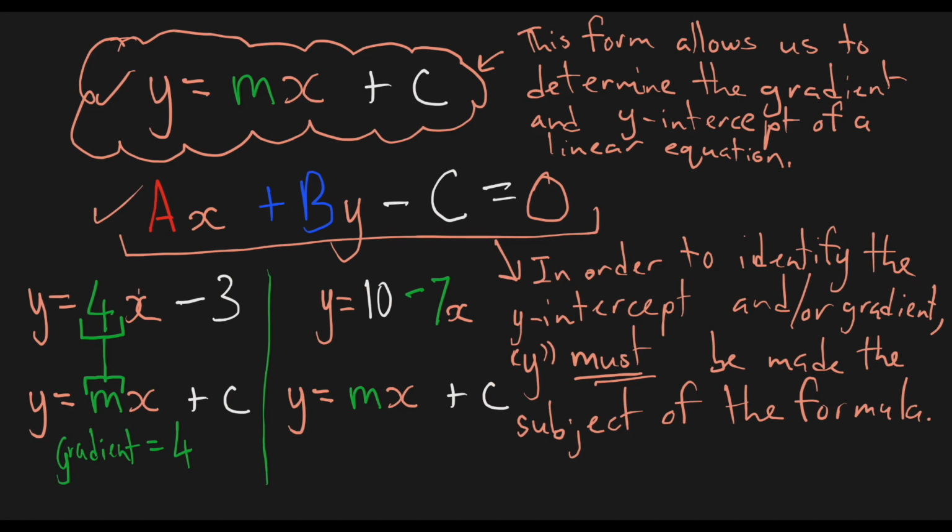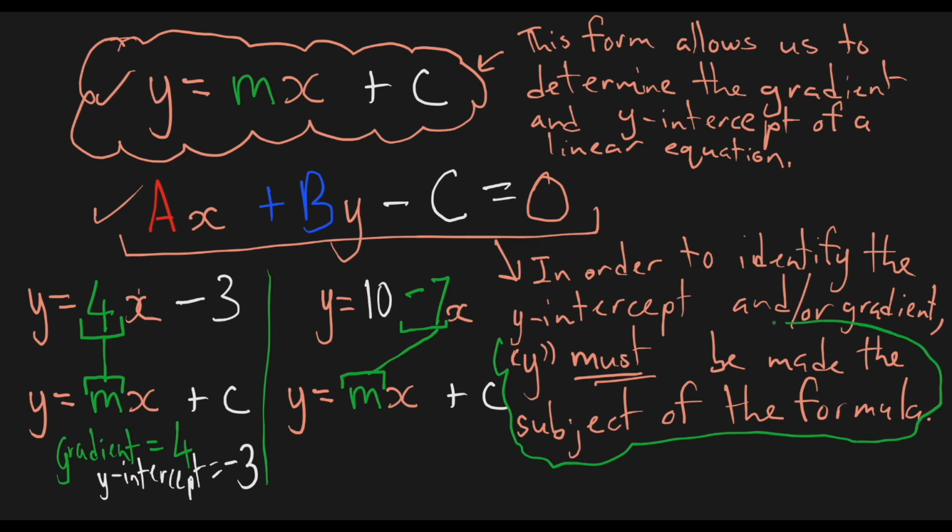And what is the y-intercept? -3. That's correct. So the y-intercept is equal to -3. Now in this next question, as you can see, there was a little shift, but the gradient is still equal to the value that is the coefficient of the x, but y must be the subject of the formula. Can't stress this part enough here. Y must be the subject of the formula. So the coefficient is -7, therefore the gradient is equal to -7.